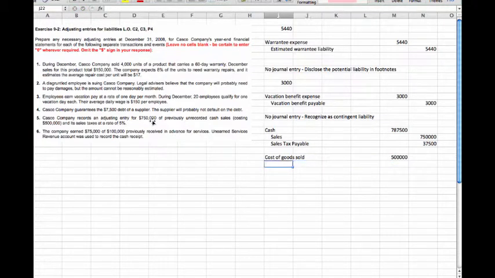Now that cost of goods sold was based upon the sale of inventory, so we need to reduce the merchandise inventory. So we're going to credit merchandise inventory in the amount of $500,000 so that we can record that the inventory is no longer in our possession and that we've expensed it at the same time as the sale.